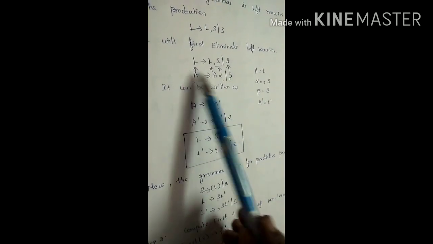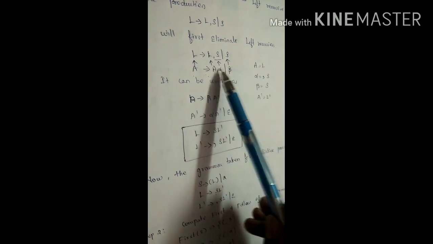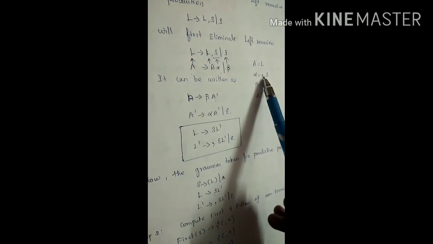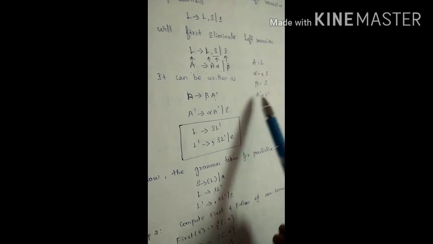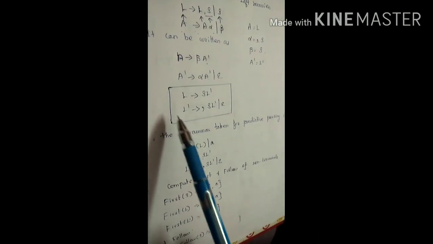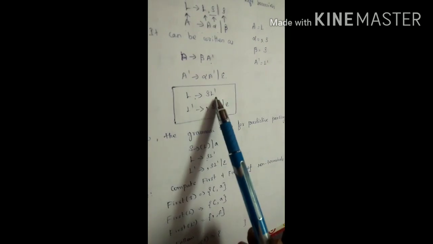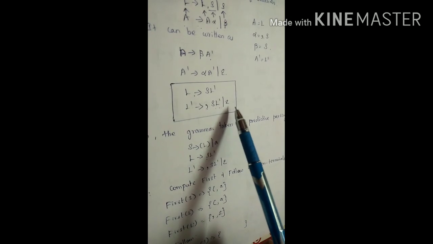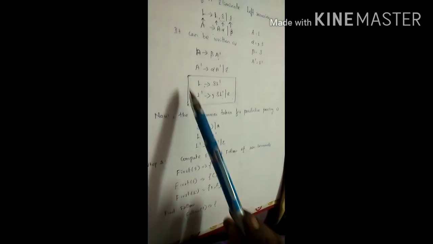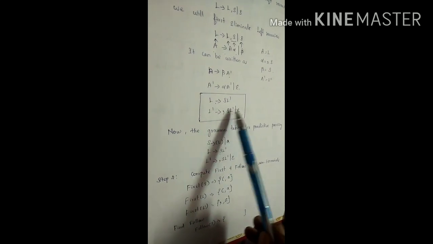We'll assign the value for each thing. Here A represents L, alpha means comma S, beta means S, and A dash is equal to L dash. Now apply all these values in the given rule, then we can get the new set of productions: L tends to S L dash, L dash tends to comma S L dash bar epsilon. So this is the new set of productions we'll get after eliminating the left recursion.